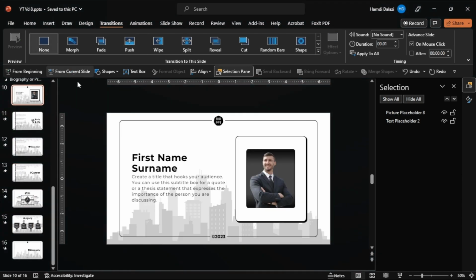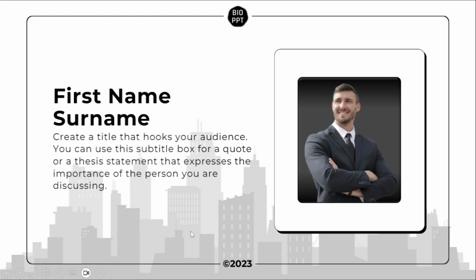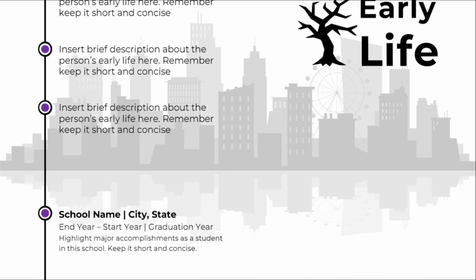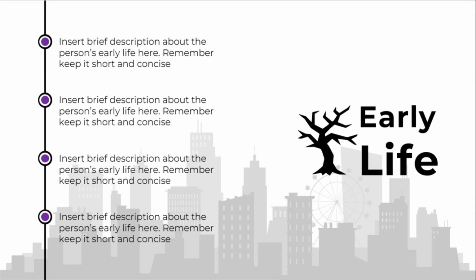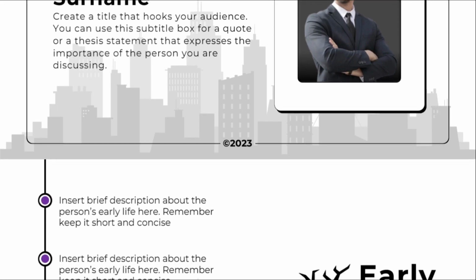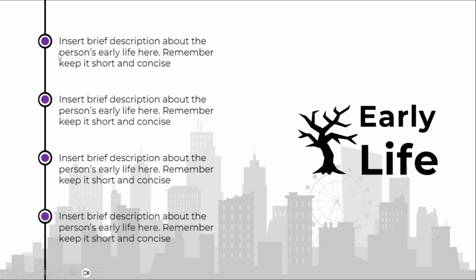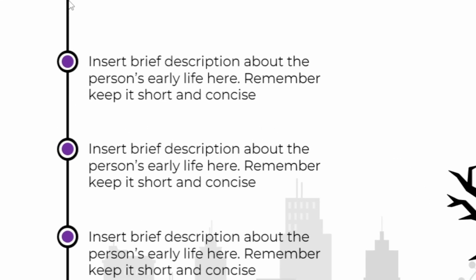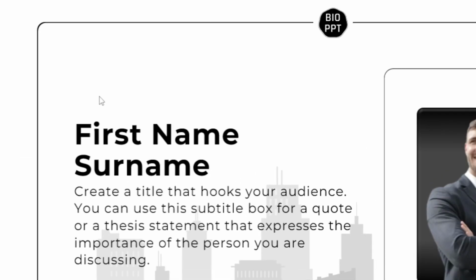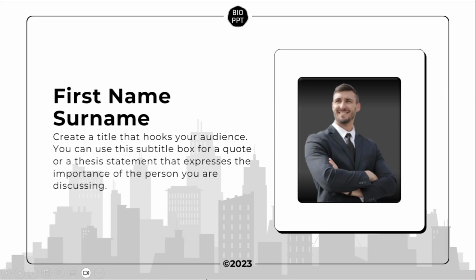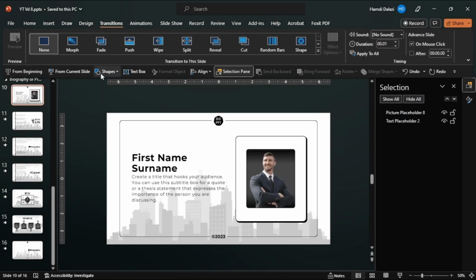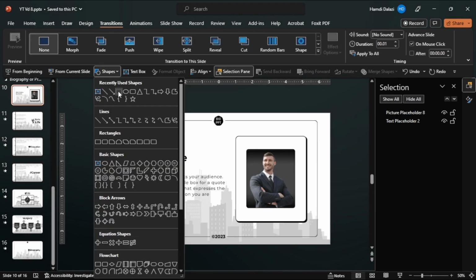Now let's start from here. Now you can see the push transition, but the transition from the first to the second slide is not seamless. You can just see it here. So let's add a black rectangle here to make it more seamless. So let's escape from slideshow view. Let's insert a black rectangle.